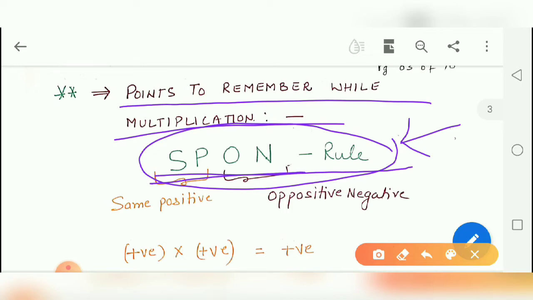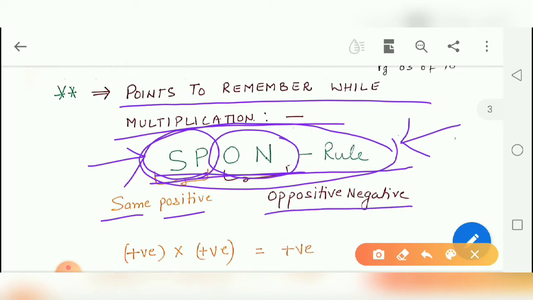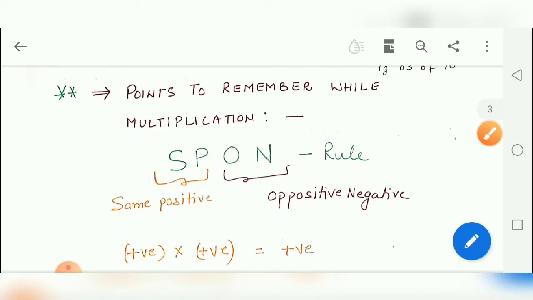Like we have done BODMAS, this is SPAWN. SPAWN means SP stands for same positive and ON stands for opposite negative. It means if we multiply same sign rational numbers, the answer will be positive, and if we multiply opposite sign rational numbers, the answer will be negative.